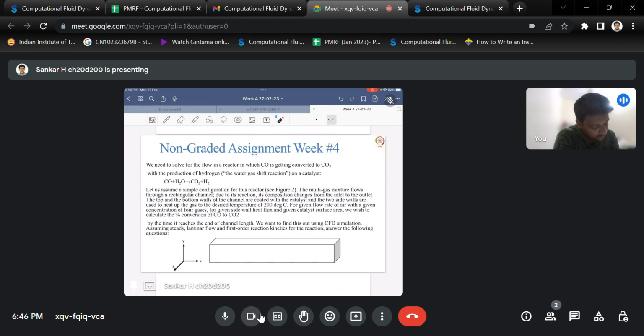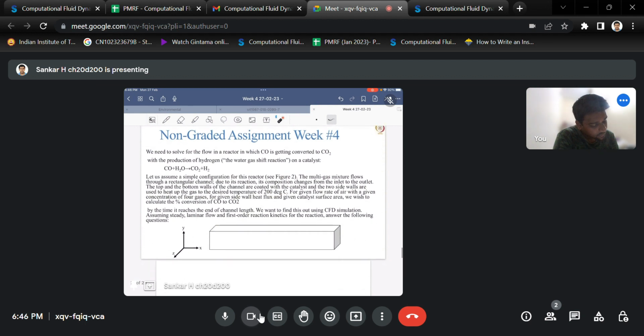Let us assume a simple configuration for this reactor. See the figure that's here; this figure is what is being talked about. The multi-gas mixture flows through a rectangular channel. Due to the reaction, its composition changes from the inlet to the outlet. Let us assume that this is the inlet and this is the outlet. The top and bottom walls of the channel are coated with the catalyst, and two side walls are used to heat up the gas to the desired temperature of 200 degrees Celsius.